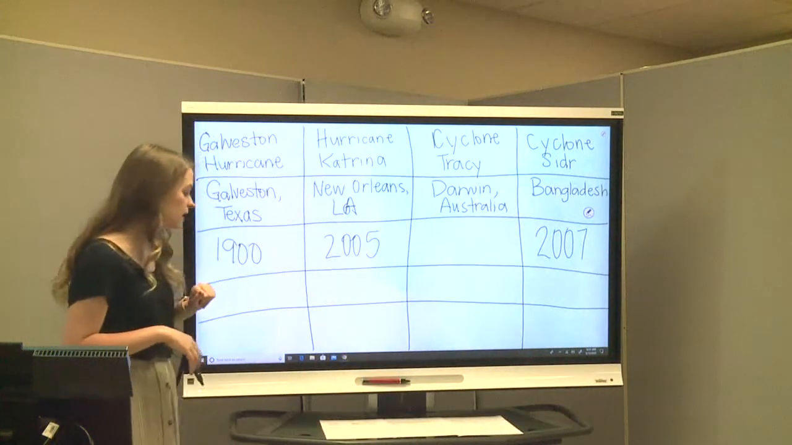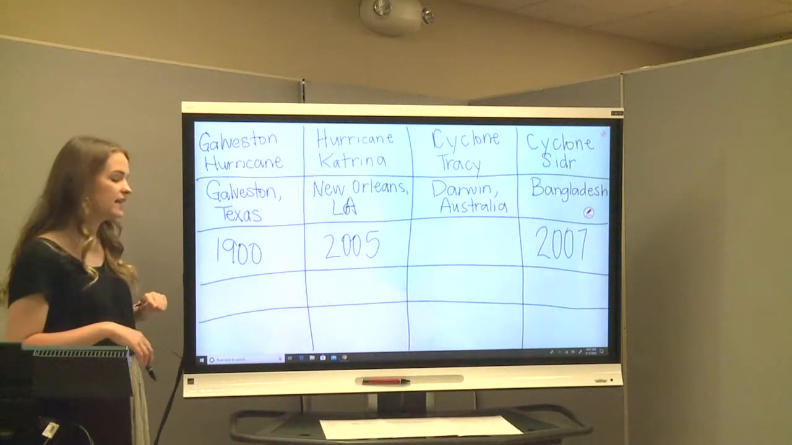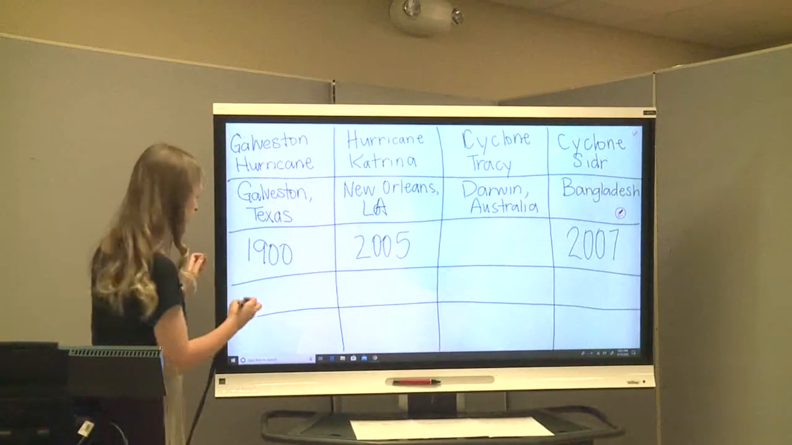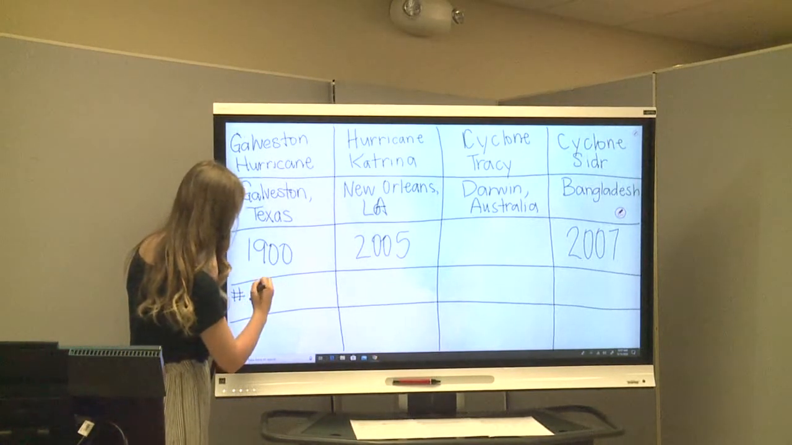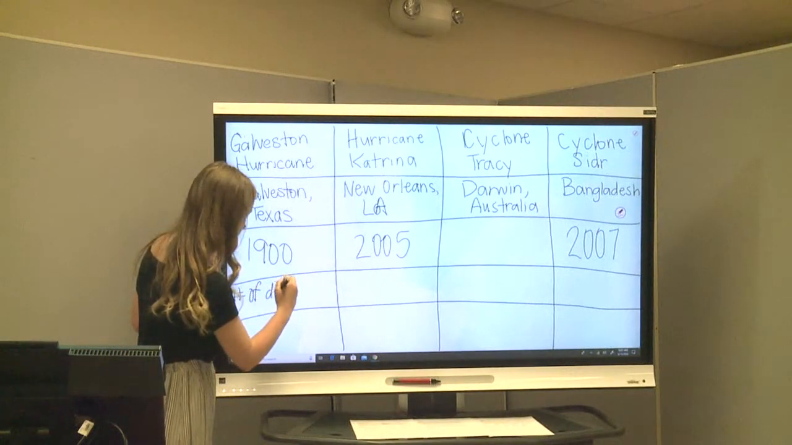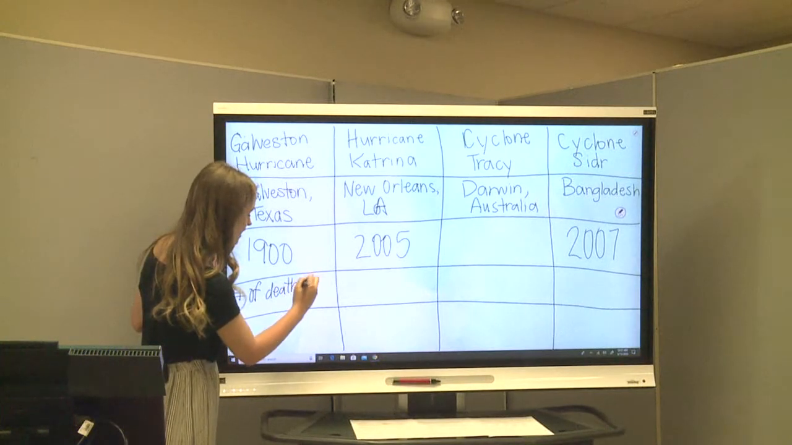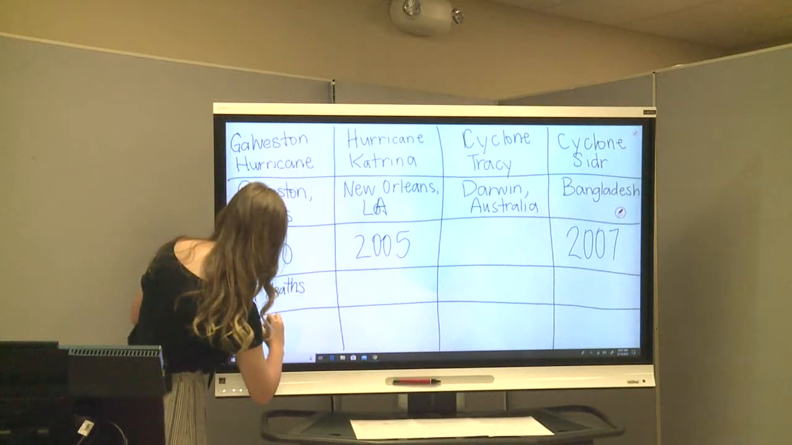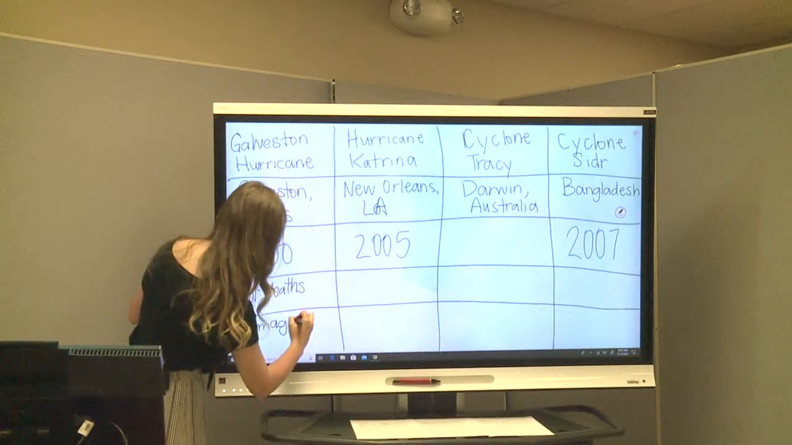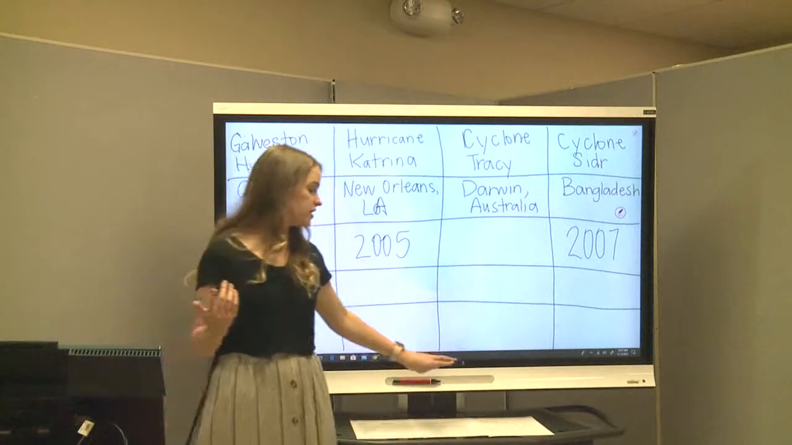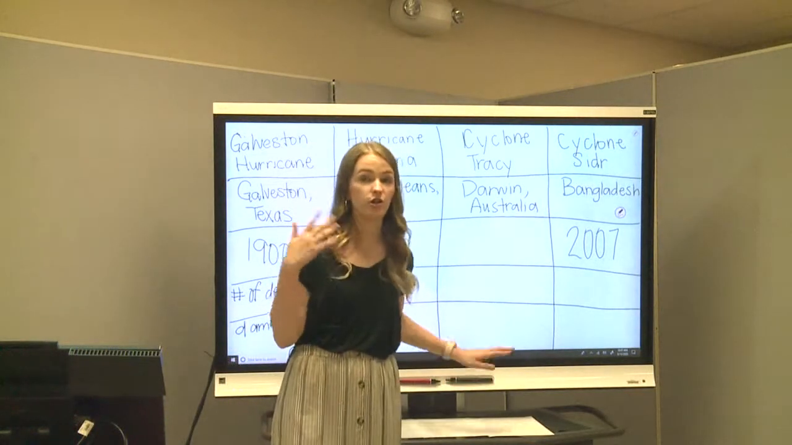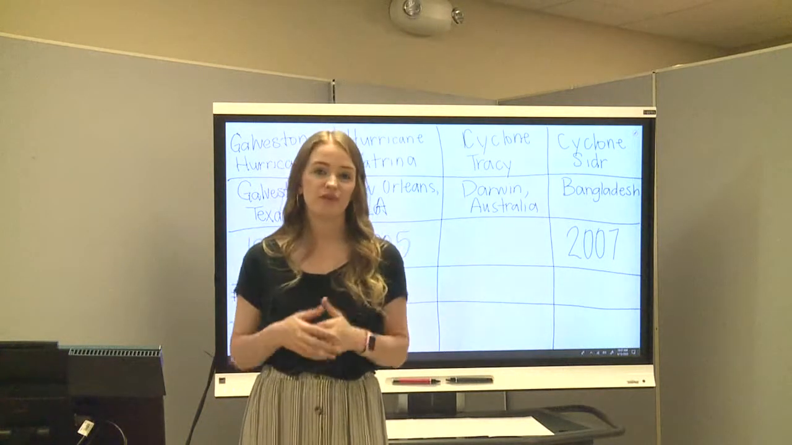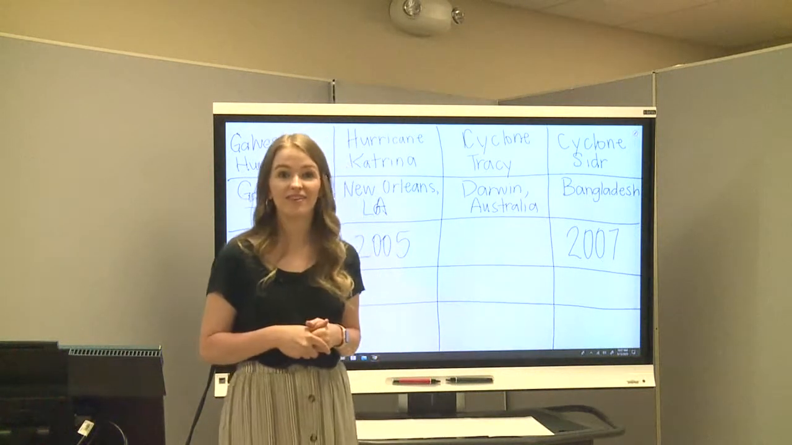Now we're almost done. We just need to include our number of deaths and physical damage. I want you to do this at home. So in this row, I want you to put number of deaths, and you will fill that in. And this last one, I want you to write the damage. When you're done with this, I want you to show it to your mom or your dad, your grandma or your grandpa, someone at home, and show them the text feature that you made.